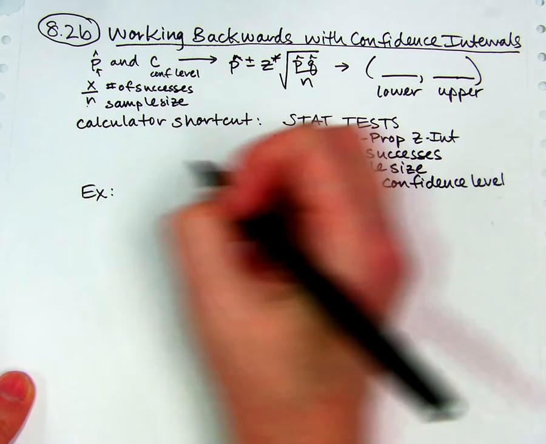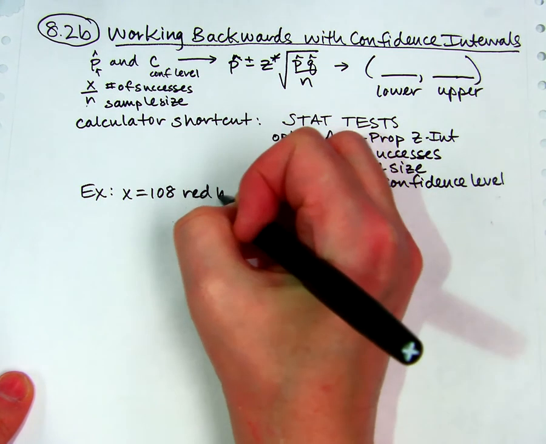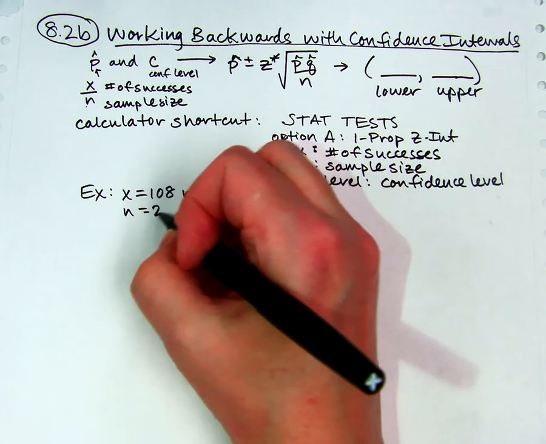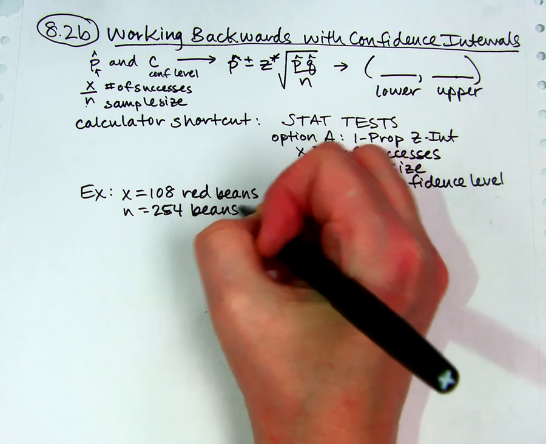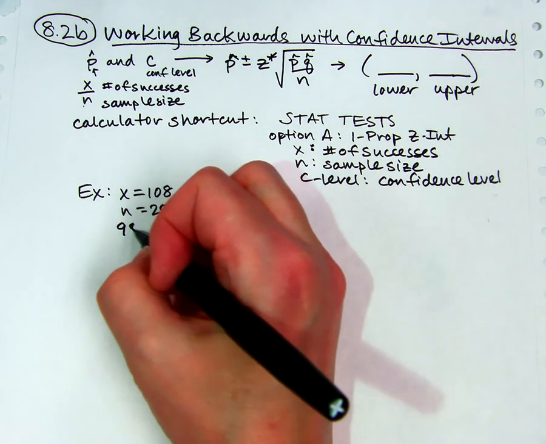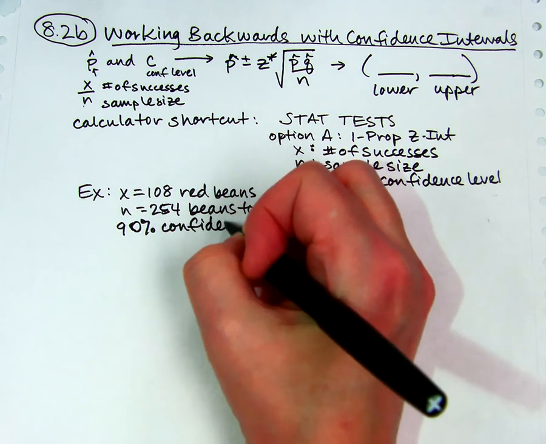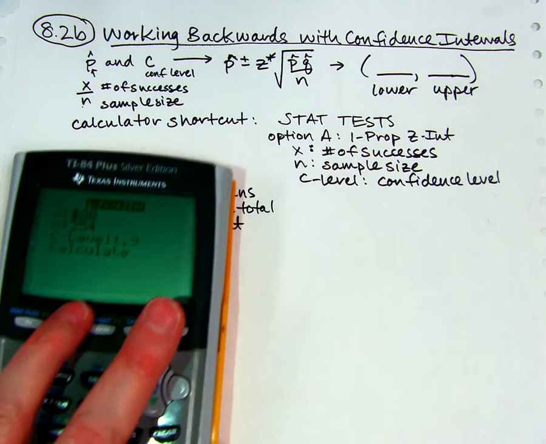So my example is X is 108 red beans. N is 254 beans in the sample. That's our sample size, and then we were trying to be 90% confident. And we did this backwards in the warm-up, but I'm doing it with the same numbers now just to say this is where I got that interval from in the warm-up.